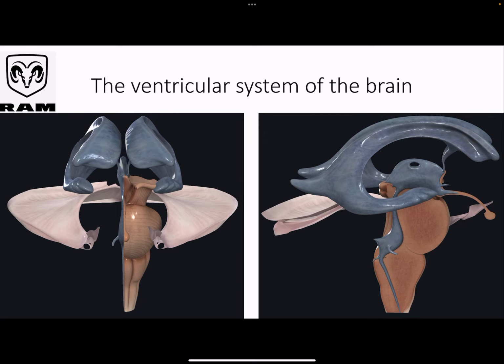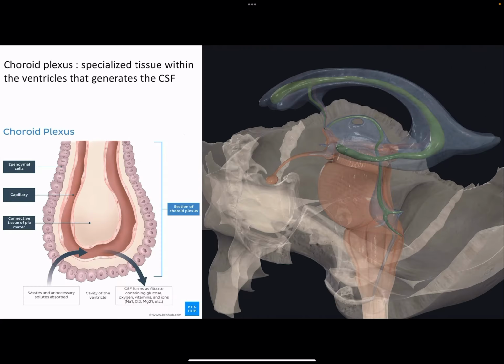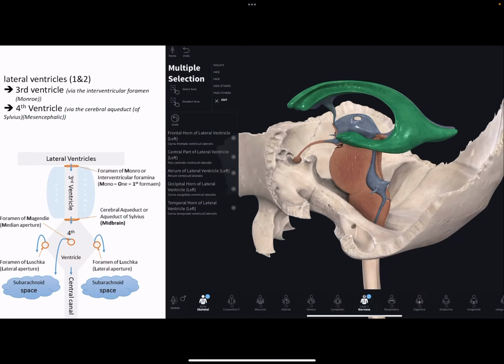So the ventricular system of the brain kind of looks like a ram, lateral ventricles 1 and 2. Then we're going to have the third ventricle and then the fourth ventricle down here. Connecting them is going to be the interventricular foramen, also known as the foramen of Monroe, and then connecting the third and fourth, kind of behind this, deep to that structure, is going to be the Sylvian aqueduct, also known as the mesencephalic aqueduct. So within the ventricles, we have the choroid plexus, which contains ependymal cells, which generate the cerebrospinal fluid.